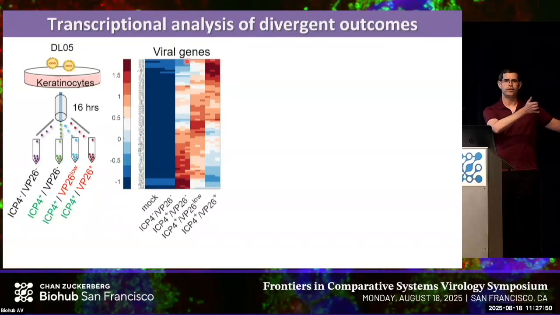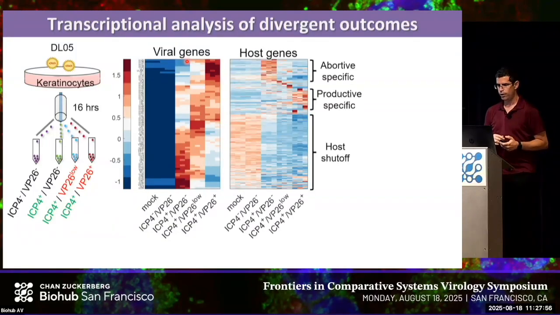The earlier in the process that you stop, the more skewed the viral gene expression is to the early genes. What's interesting in these host genes is the host shutoff that is very well known for herpes viruses and other viruses. All of these host genes that are usually on get turned off. They actually get turned off even in these abortively infected cells.